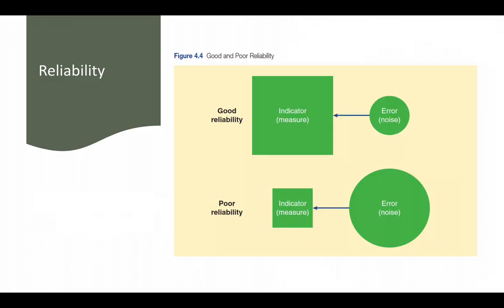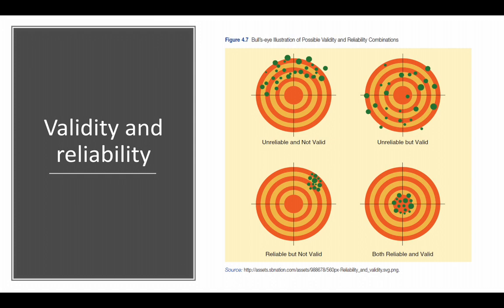Now, the difference between validity and reliability. So let's take a look at this, right? If it's reliable, which means the error or the noise is much smaller, right? You capture the large part of it, so that means good reliability. Now, if it's poor reliability, which means you only capture a small part of the thing that you're going to measure, but the noise is actually larger than that. So this, I think, is a good example to discuss the relationship between validity and reliability, right?